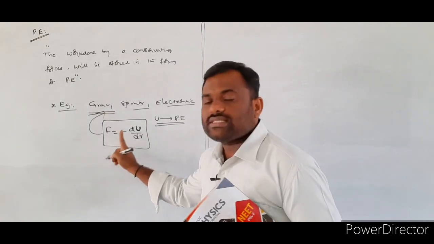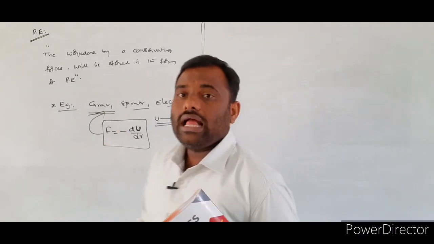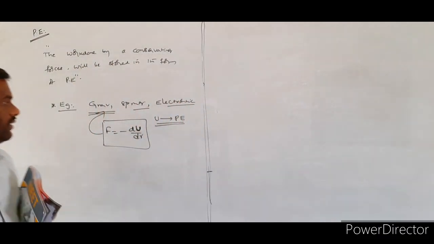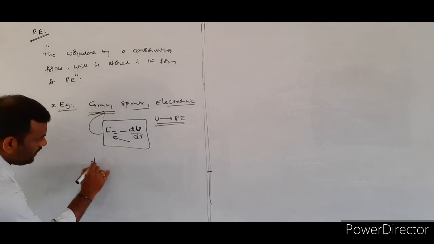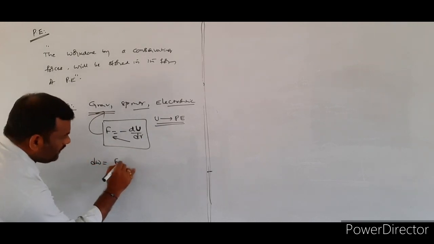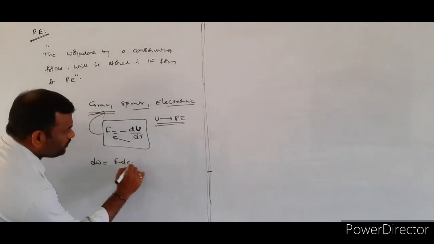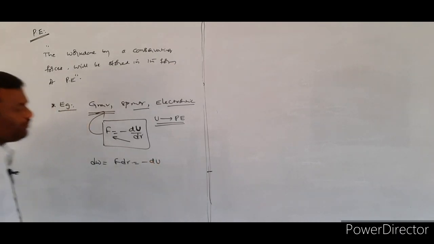For which type of forces? Conservative forces. Now I want to calculate the work done. So I cross multiply this. Work done dW is equal to F dr, and that value F dr is equal to minus dU.